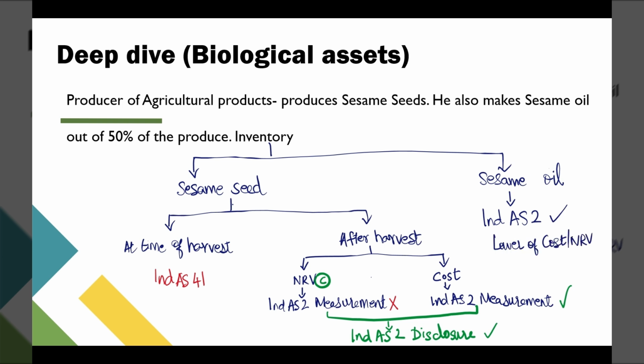How about sesame oil? Ind AS 2 would be applicable. That means you need to take the lower of the cost or net realizable value. I hope in this video I was able to give you a brief on Ind AS 2, its applicability, and an in-depth understanding of the exclusions.